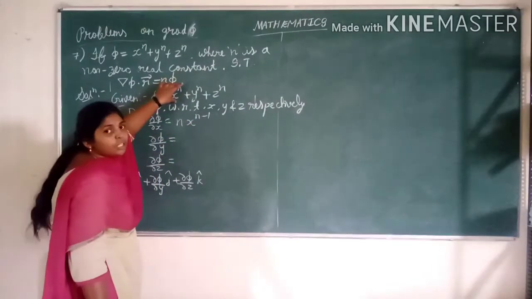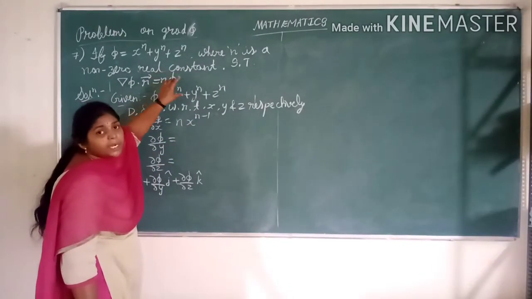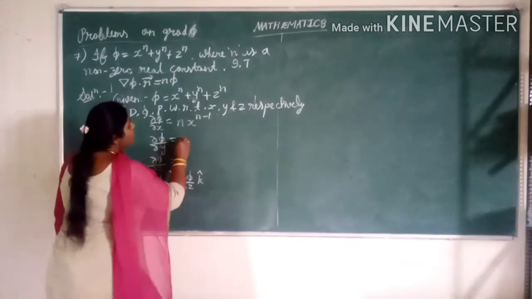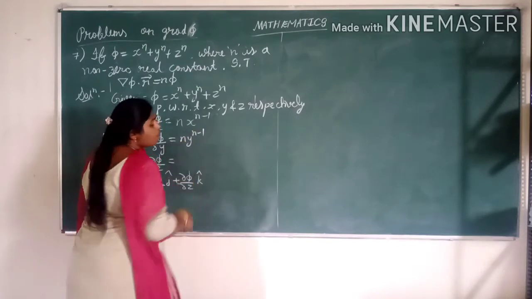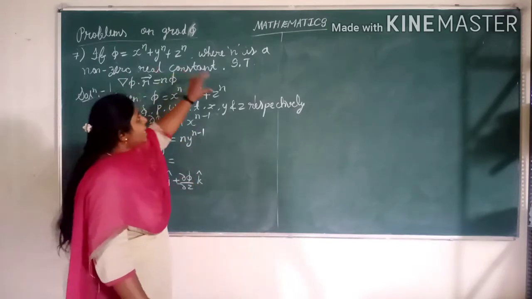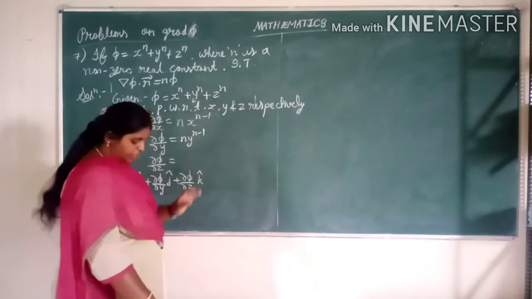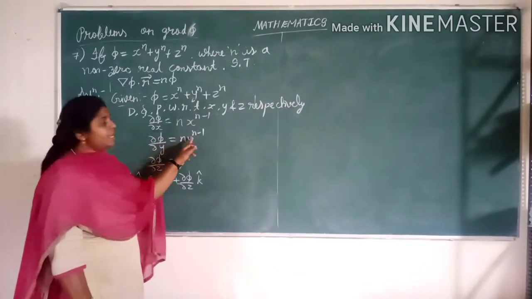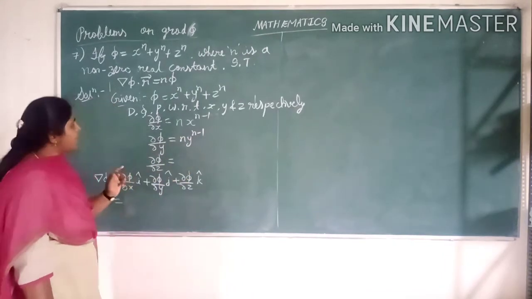The differentiation of x to the power of n, if this is a constant, the differentiation of a constant is 0, plus differentiation of y to the power of n is n into y to the power of n minus 1, plus again you treat z as a constant. The differentiation of z to the power of n is 0. Therefore, ∂φ/∂y is n into y to the power of n minus 1.